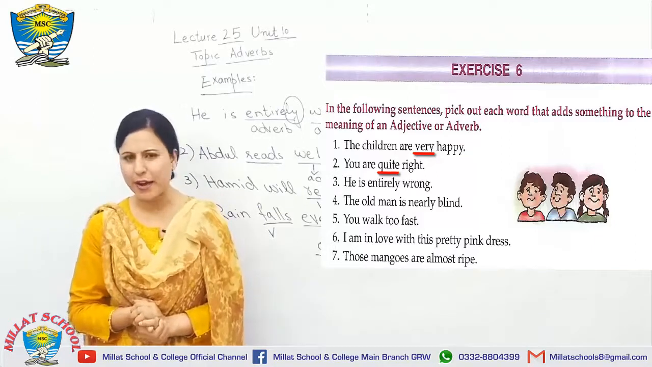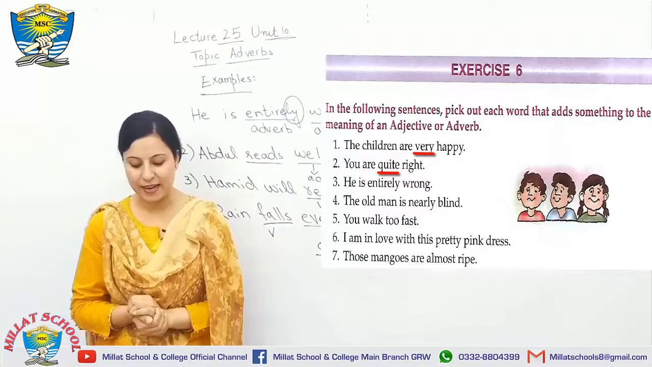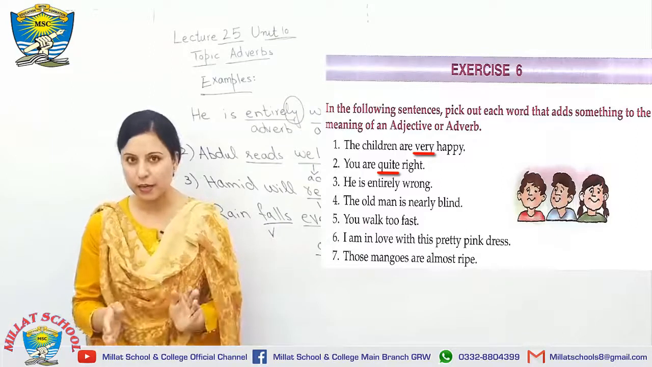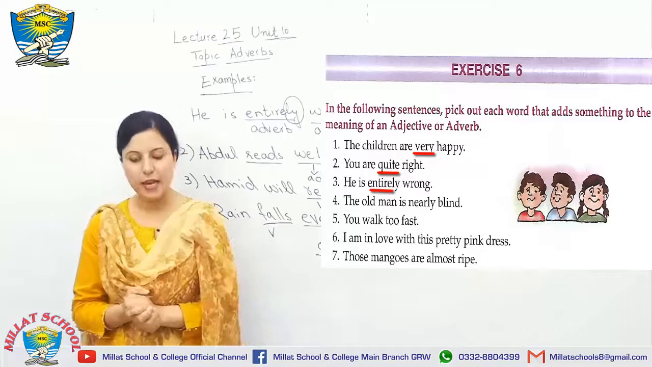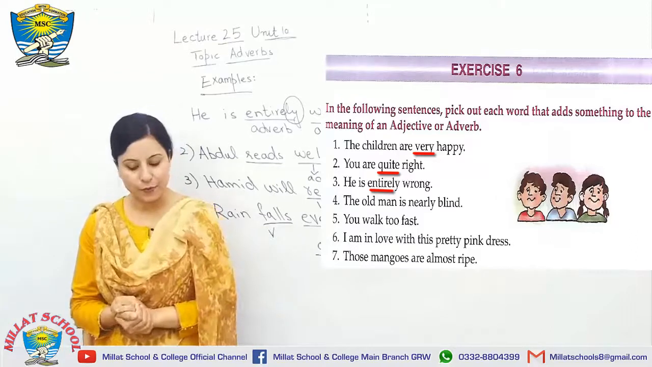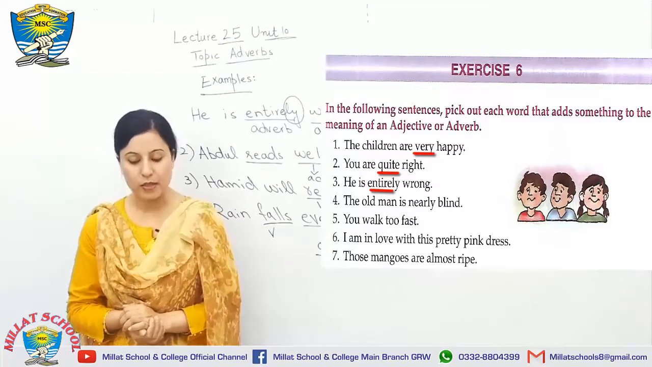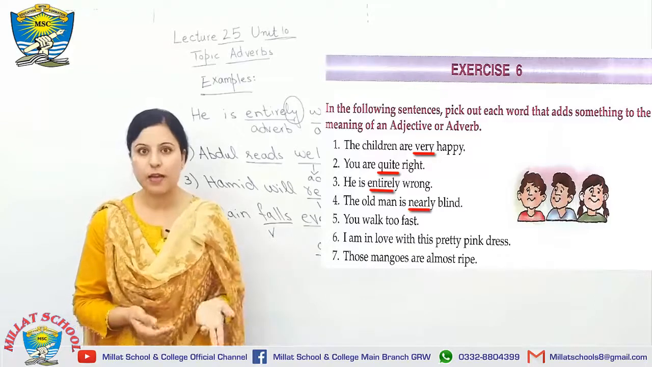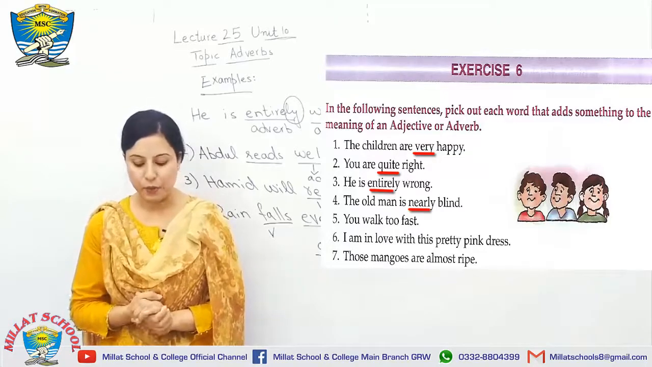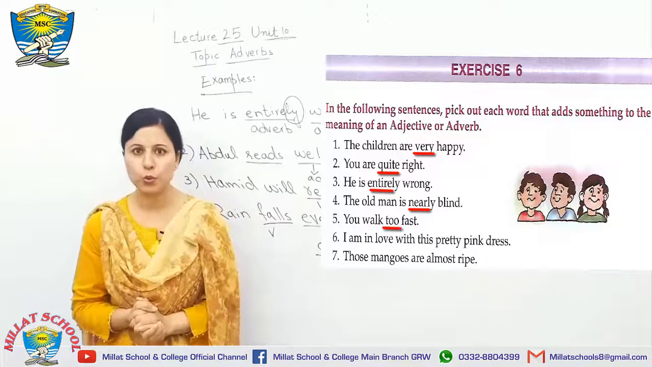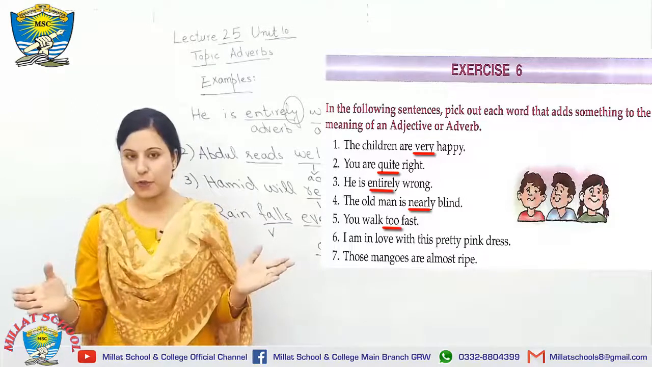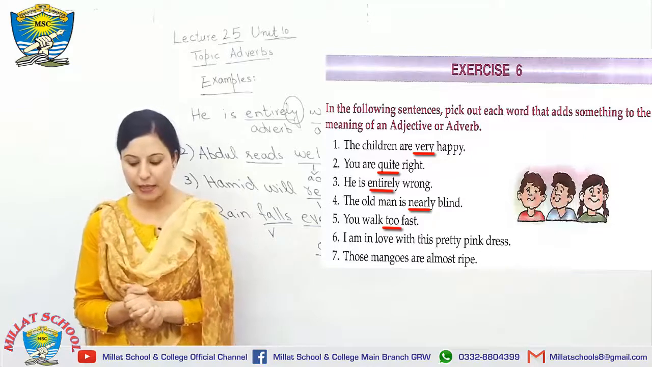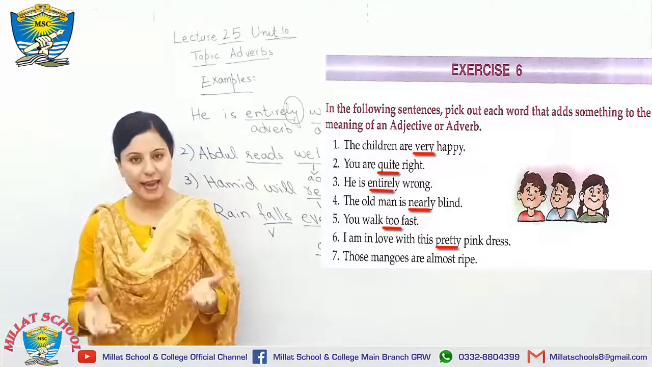Number 2, you are quite right. Quite, exactly, underline it. He is entirely wrong. I have given you the example there. Entirely wrong. So entirely is your adverb. Number 4, the old man is nearly blind. Nearly is your adverb. Number 5, you walk too fast. Too is your adverb. Number 6, I am in love with this pretty pink dress. So it means that pretty is the adverb.